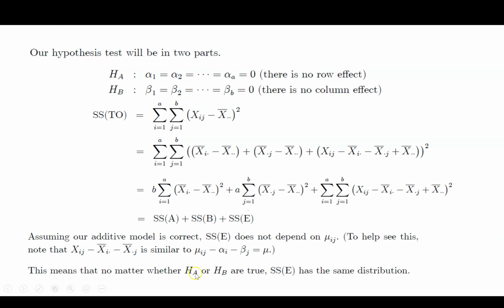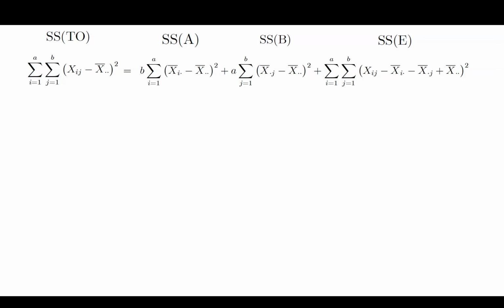So what that means for us is that no matter whether or not these null hypotheses are true, and we have two null hypotheses we're talking about, we're doing two hypothesis tests essentially at once, SSE is going to have the exact same distribution. So we can use it, like your book says, as a measuring stick. Now I'm just putting this up here for reference for the different pieces, all right?